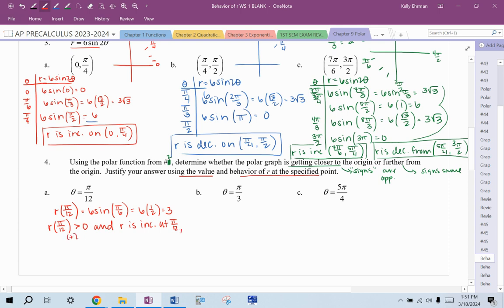So you don't have to show the positives for the AP test, but in my head, positive connects to increasing. Those two signs match. So the graph or the curve, r, is getting farther from 0, 0.